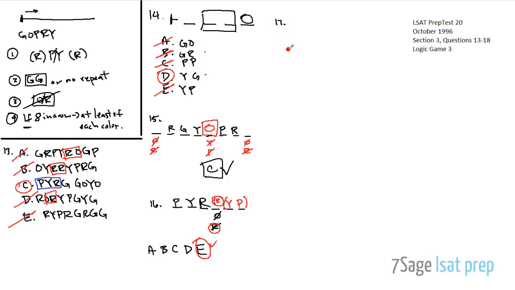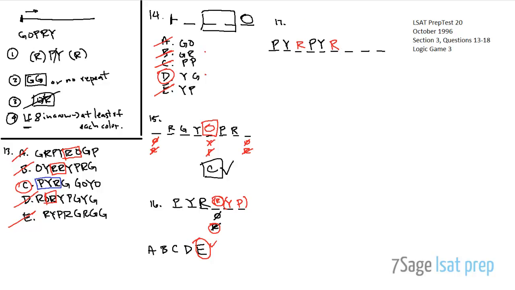Okay. How about 17? If on a 9-bead strand, the first and fourth beads from the class were purple. Okay, so 1, 2, 3, 4, 5, 6, 7, 8, 9. The first and fourth are purple. 2 and 5 are yellow. Okay, so what do we immediately know? We know that purple and yellow have to be surrounded by red. Which of the following could be true?